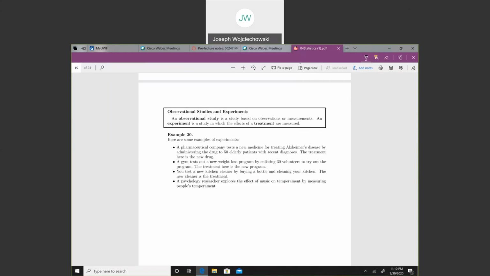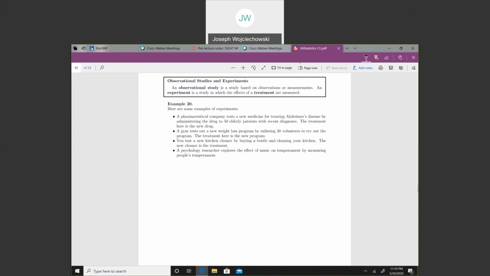So some examples of experiments. Pharmaceutical company tests a new medicine for treating Alzheimer's disease by administering the drug to 50 elderly patients with recent diagnoses. The treatment here is the new drug. A gym tests out a new weight loss program by enlisting 30 volunteers to try out the program. The treatment here is the new program. You test a new kitchen cleaner by buying a bottle and cleaning your kitchen. The new cleaner is the treatment.